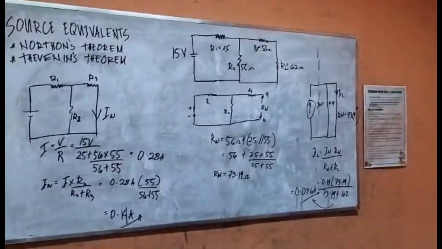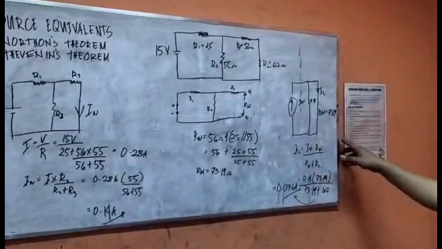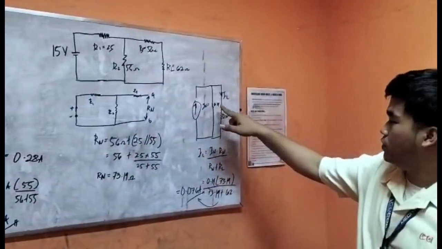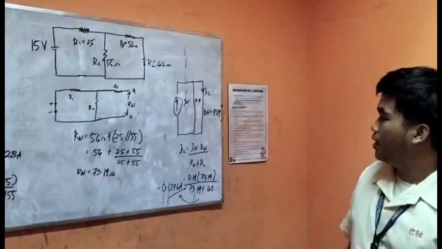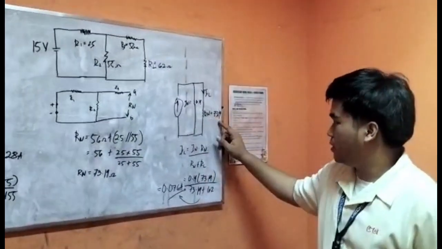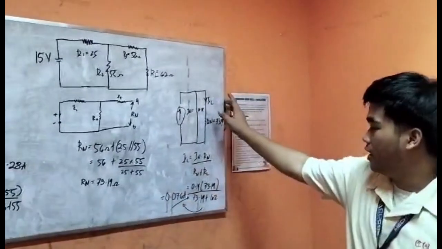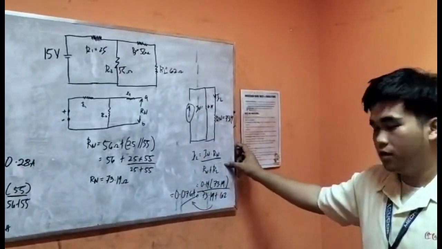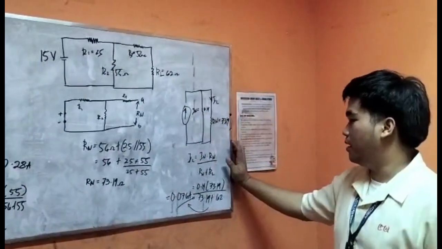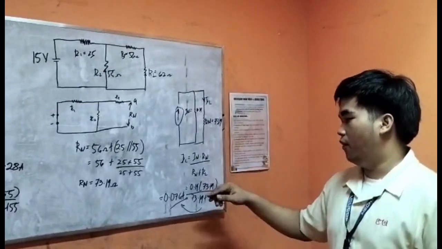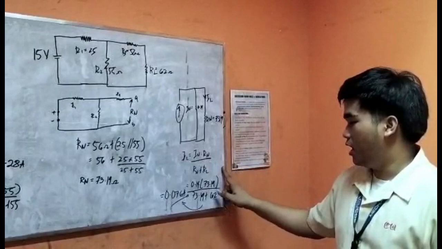So next we have to change the diagram. So our IN is equal to 0.14. Our Rn is 73.19 ohms. So to get the IL, we have the current solution: IN times Rn over Rn plus RL.